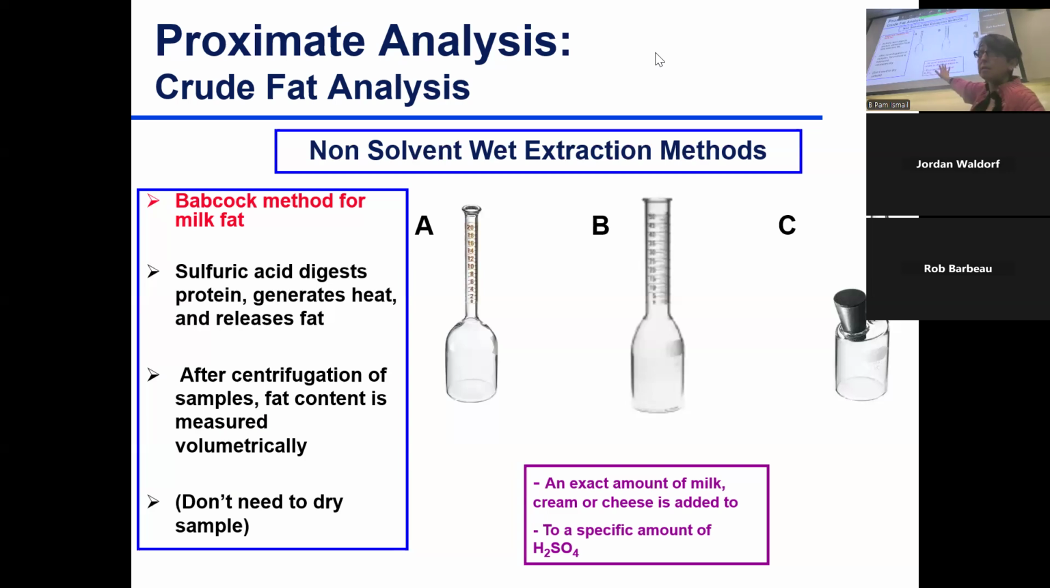As soon as you add the sulfuric acid, it's going to start to digest your sample in an exothermic reaction, generating heat, and the fat is going to be in a liquid form and separate based on density and go up into the neck, and you measure the volume of fat. So it is volumetric, not gravimetric. You're measuring the volume of fat. And by knowing the density of fat and the density of milk, you can determine the concentration of fat weight by weight.